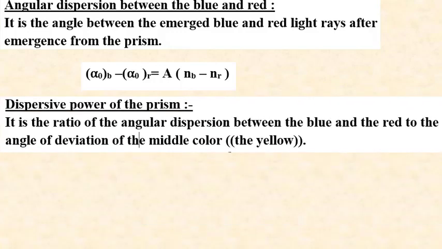The other concept is the dispersive power of the prism, omega. It is the ratio between this angular dispersion of blue and red to the angle of deviation of the middle color. The middle color between blue and red is yellow. Remember with me: red, orange, yellow, green, blue. So yellow is the medium light color. Omega will be equal to n blue minus n red divided by n yellow minus 1. Where is A? A is simplified from up to down.